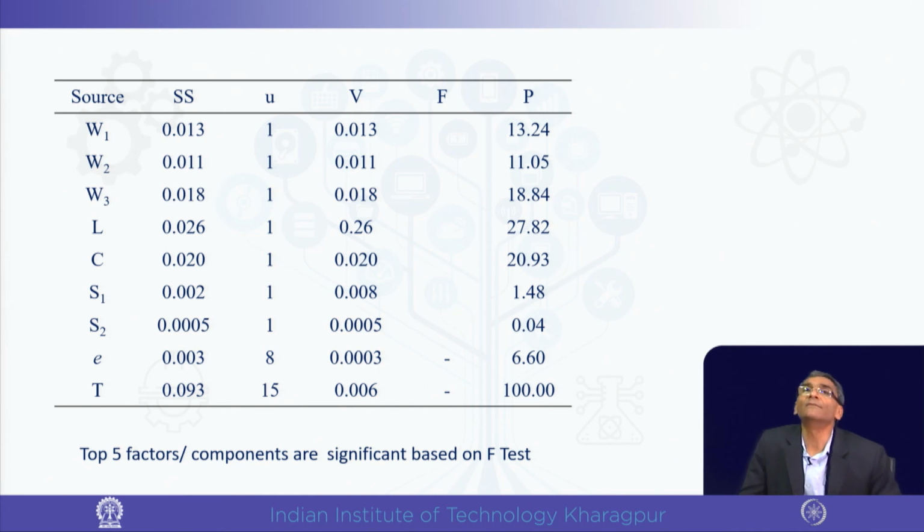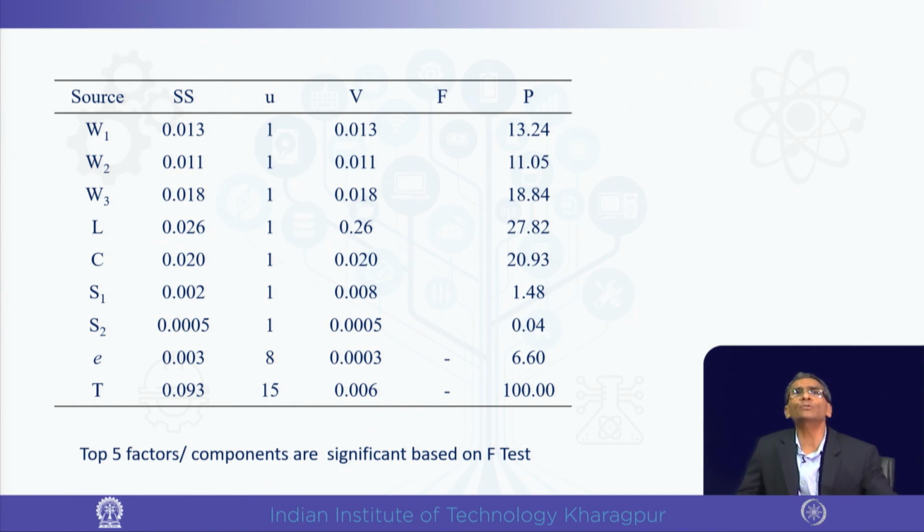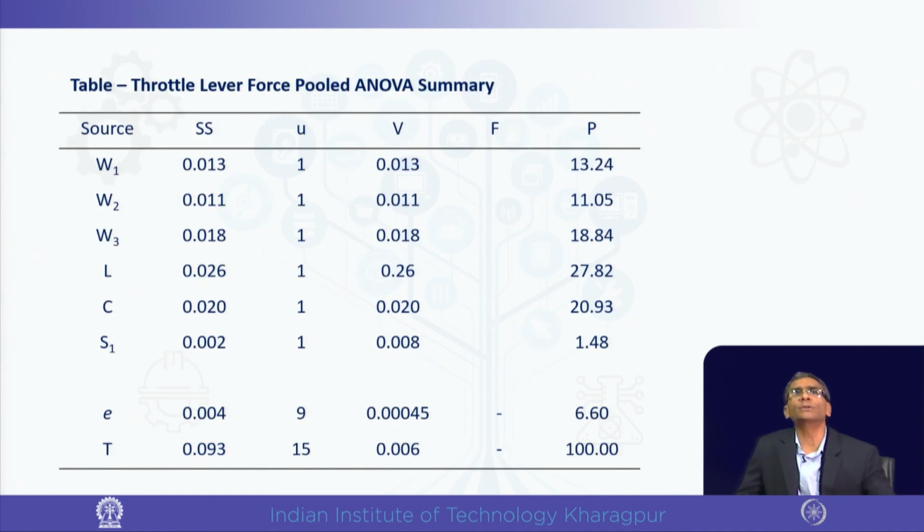And now we are finding from the result what the outcome is. So, here the five factors or components are significant based on F test, and here we see exactly with the same calculation and by pooling again, that the S 2 is minimal. So, S 2 is merged with the error. So, 1 plus 8 becomes 9, S 2 goes. So, the rest all remain: washer 1, washer 2, washer 3, lever, casing and spring 1. So, this is what it is.